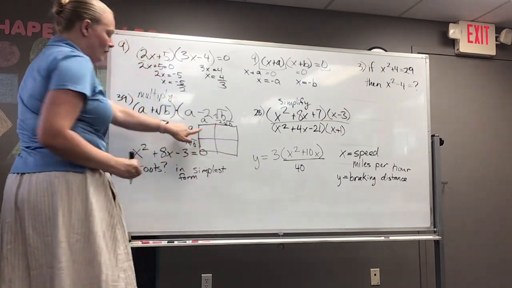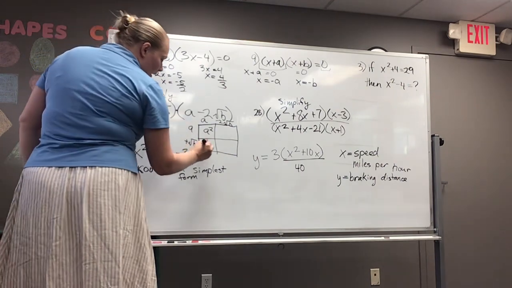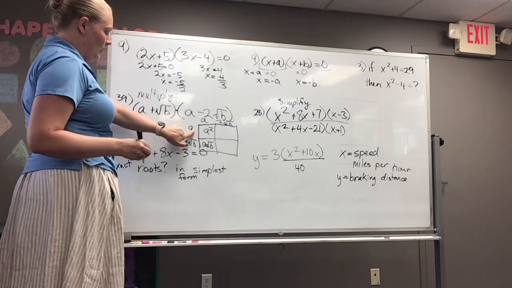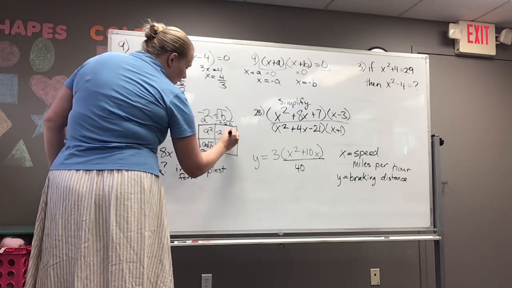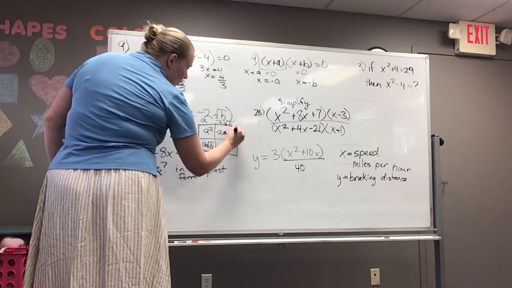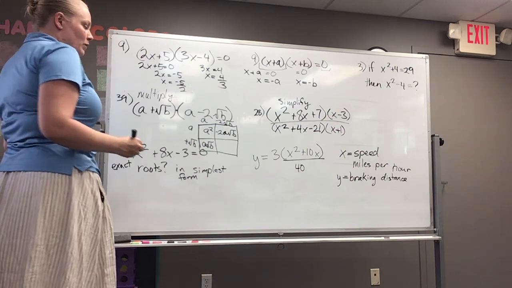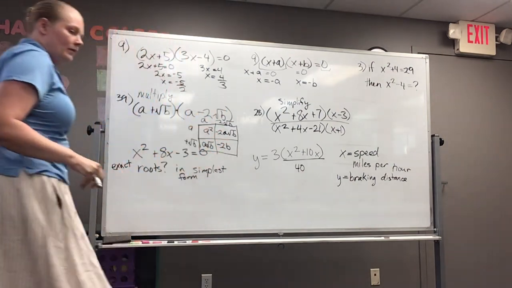And so we have a times a is a squared. A times positive square root of b is just a square root of b. A times negative 2 square roots of b is negative 2a square roots of b. And positive square root of b times negative 2 square root of b is going to be negative 2b.